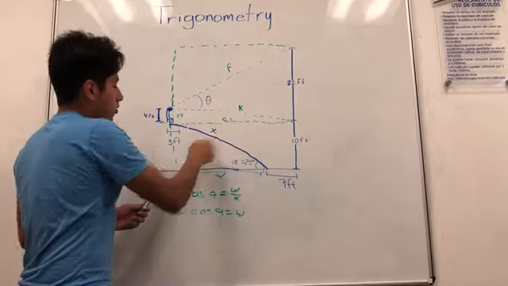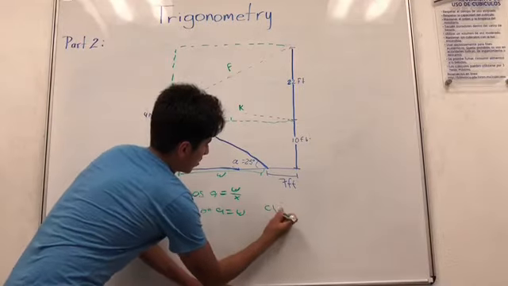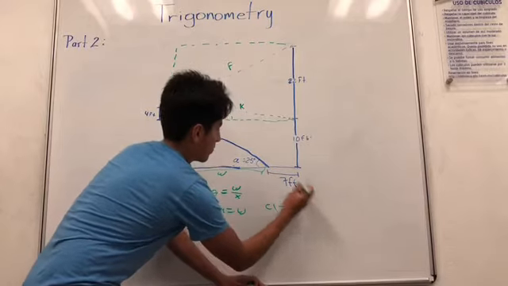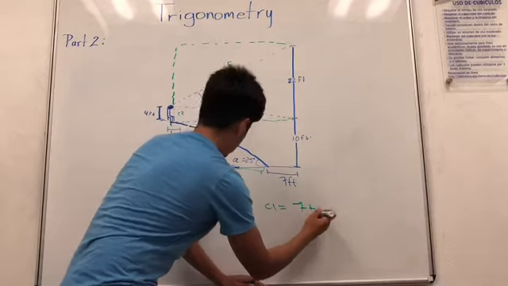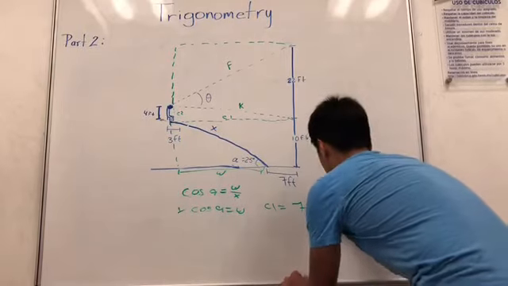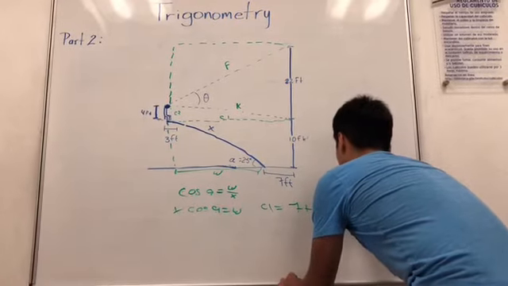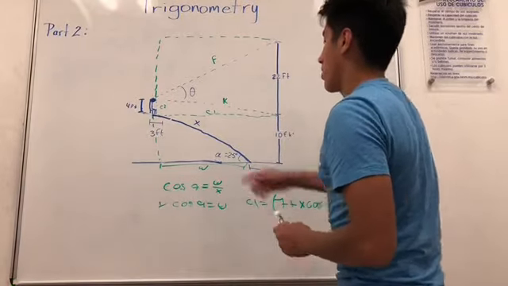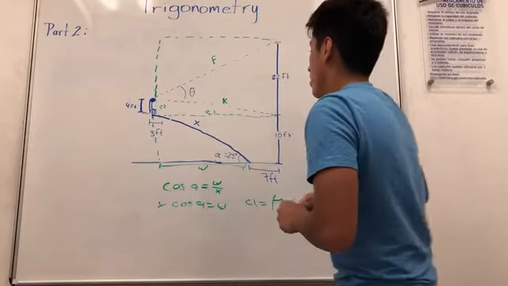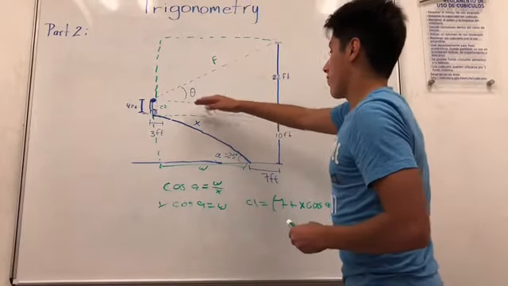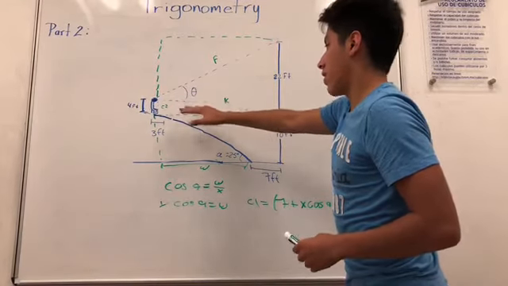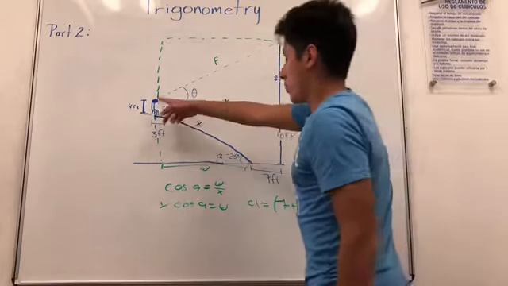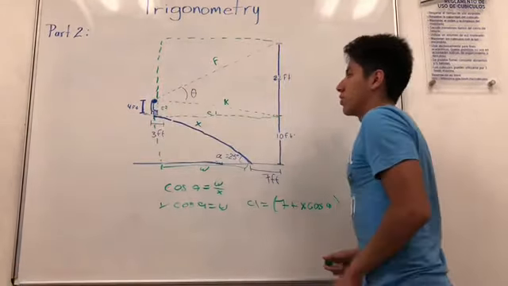So C1 equals 7 plus x cosine of A. We have now one side of our right triangle of the bottom part, but we have to find the other line, that is C2.